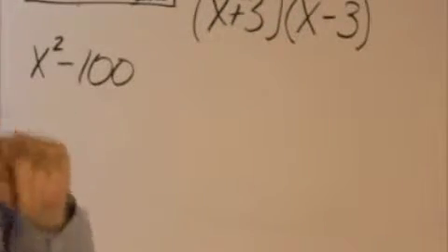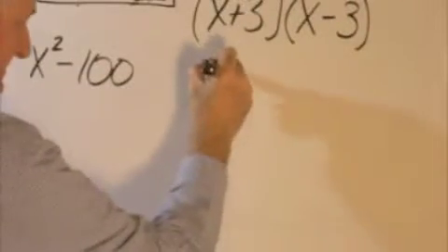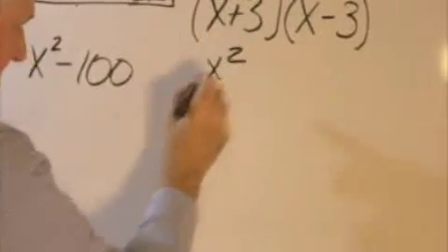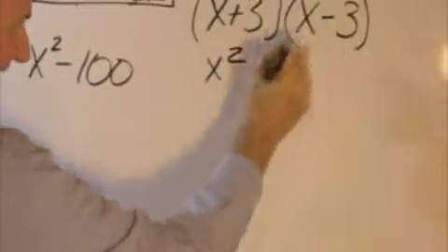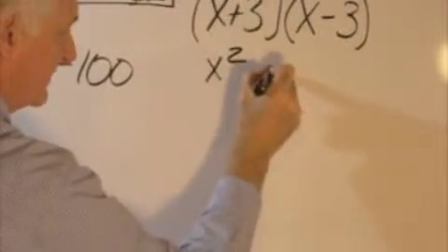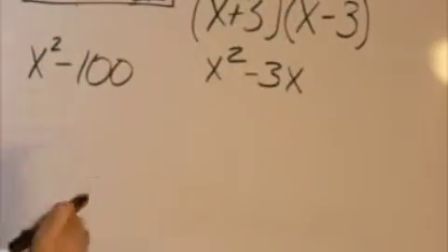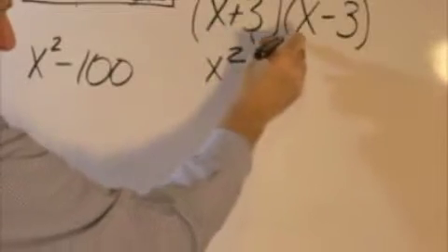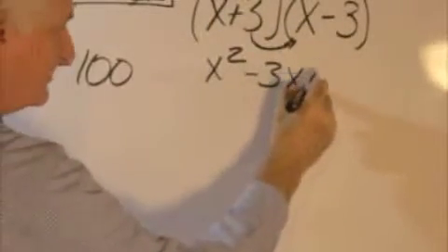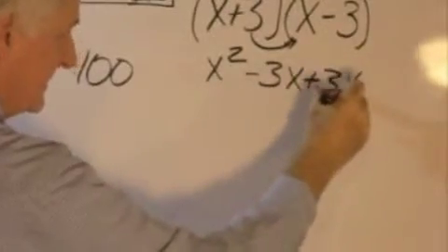I want you to see the results of it. Here, the x times x, that's easy. Now your x times a negative 3. Sign first, number second, letter third. Negative 3x. Now, the inside, that sign is plus 3, and the letter is x.